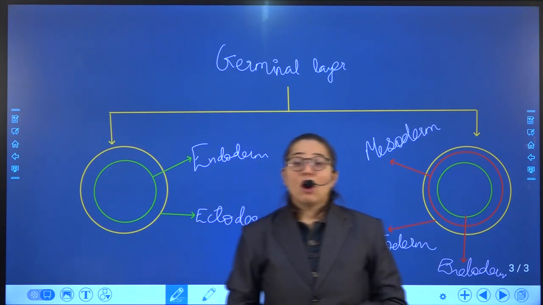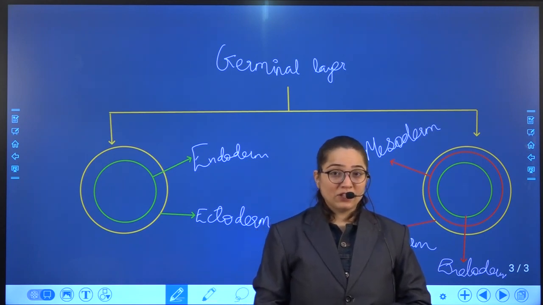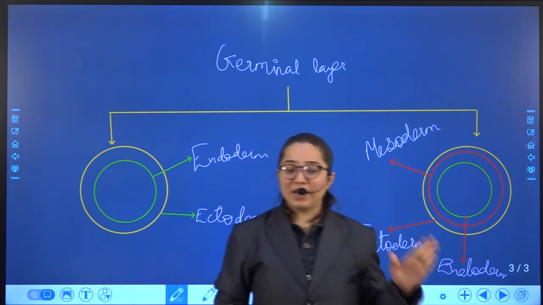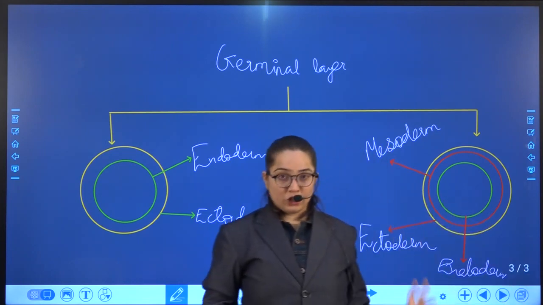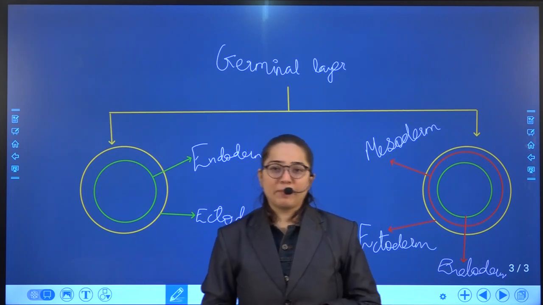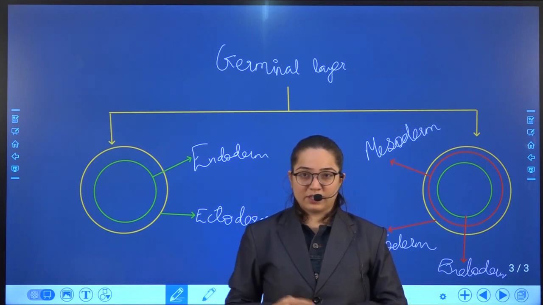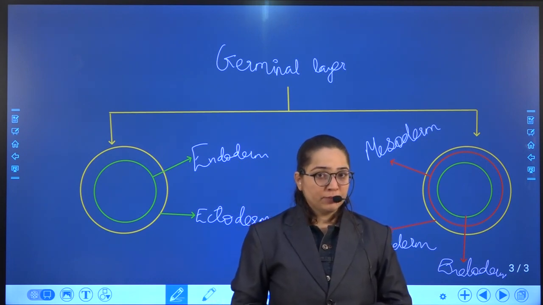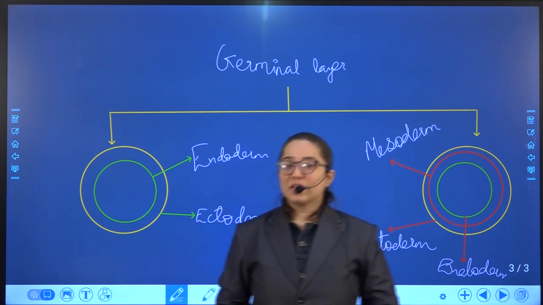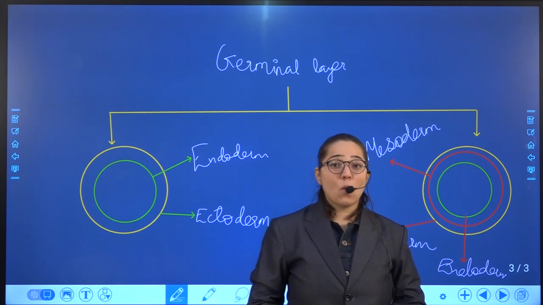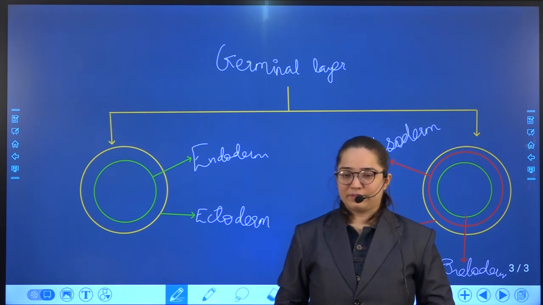Germinal layer. On that basis, it is divided into how many types? Two types, diploblastic and triploblastic. If it's diploblastic, that means it is having two layers, ectoderm, endoderm. If it's triploblastic, then it is having three layers, ectoderm, endoderm, and the mesoderm. Please note down this content, then we'll move further on the next way of classification.